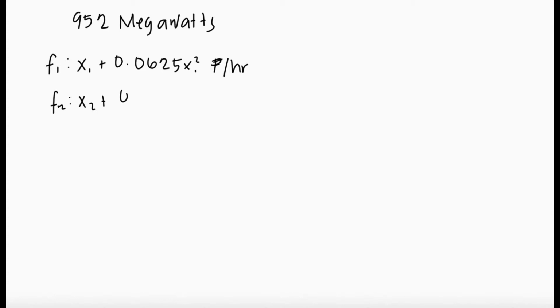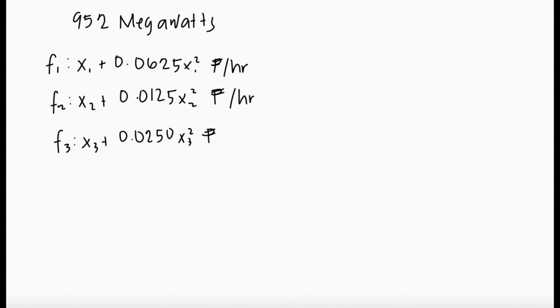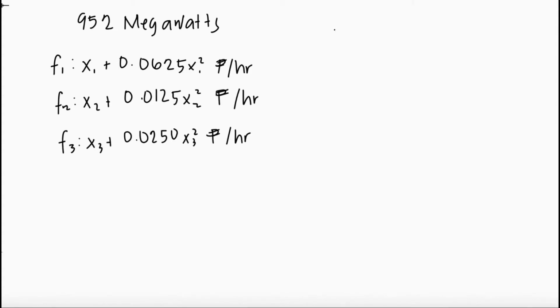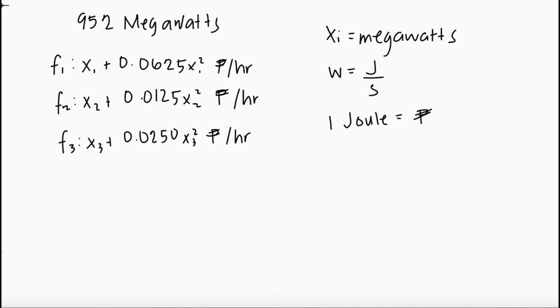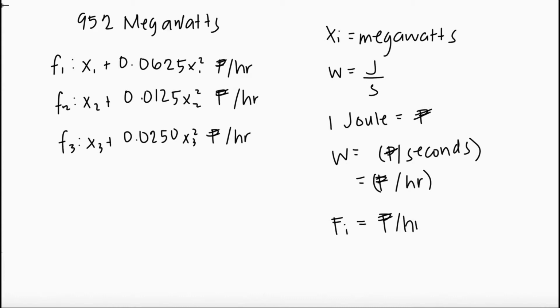Where x sub i is the output power of the generator, and f sub i is the cost per hour of the generator. The cost function f sub i with respect to x sub i is generated by polynomial curve fitting based on the generator operation data. x sub i has the unit megawatts, since W equals J divided by s, and the cost to produce 1 joule has the unit peso. We have the equation. Hence, the cost f sub i has the unit peso per hour.